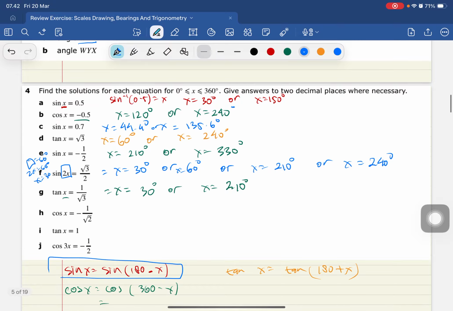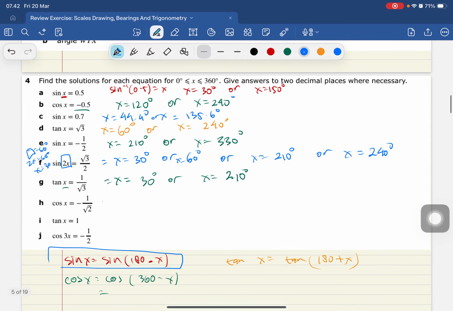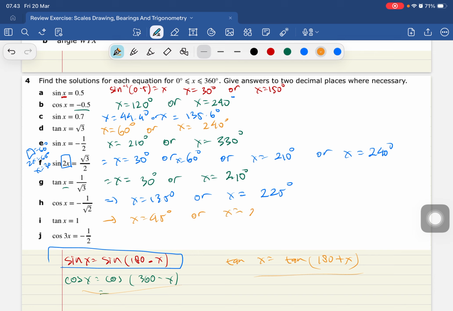Okay, next, cos negative. So for the first x, it is 135 degrees. Next we can just plus by 90, and another x is gonna be 225 degrees. Now tan x equal to 1. So we got x equal to 45, or use this formula, we just plus by 180, another x is gonna be 225 degrees.